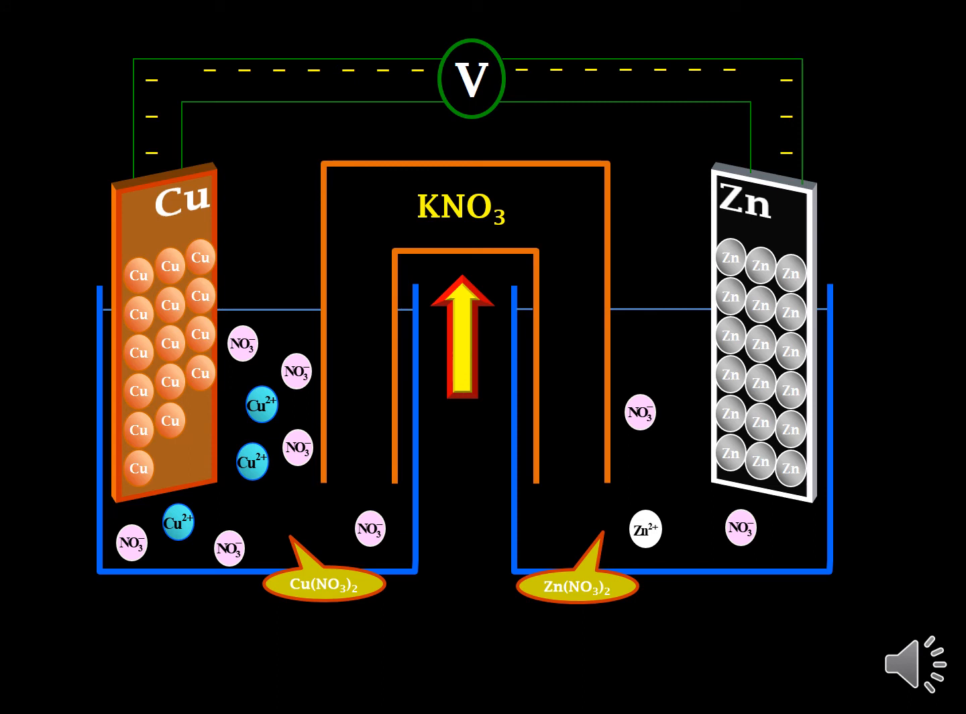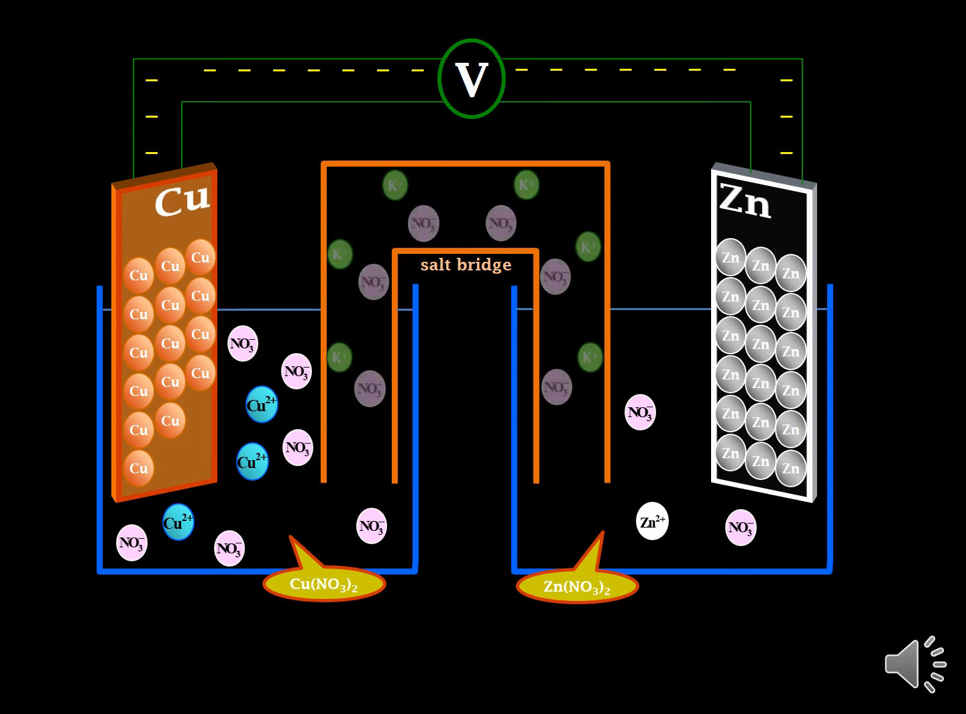These two compartments are connected with the help of a bridge. This bridge is known as the salt bridge, and this bridge contains some type of inert electrolyte like potassium nitrate or potassium chloride, etc. This inert electrolyte exists in the form of ions, that is potassium ions and nitrate ions.